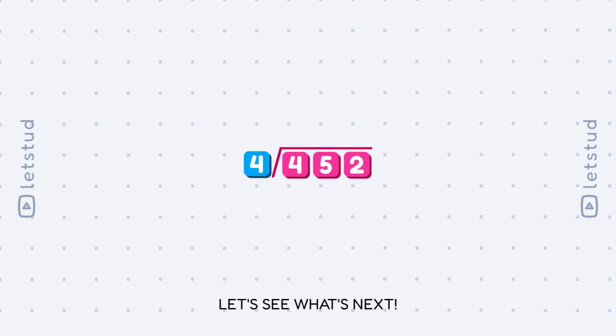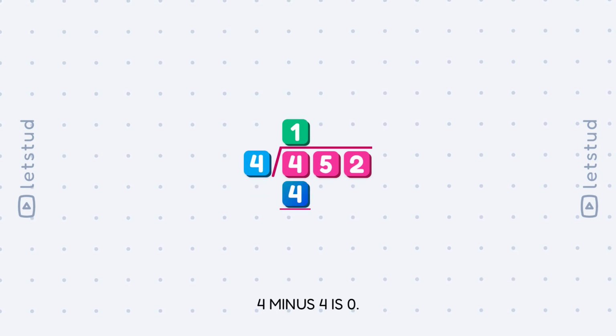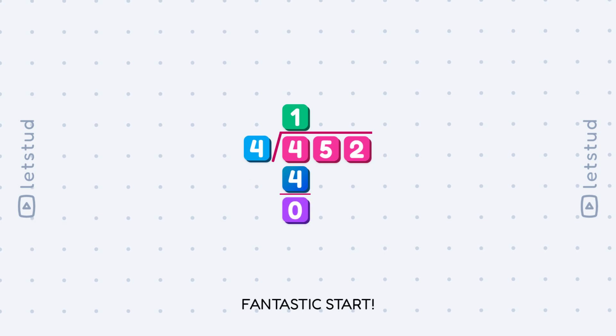Let's see what's next. We're starting with the first digit, 4. 4 divided by 4 equals 1. 1 times 4 is 4. 4 minus 4 is 0. Fantastic start. Let's move on.